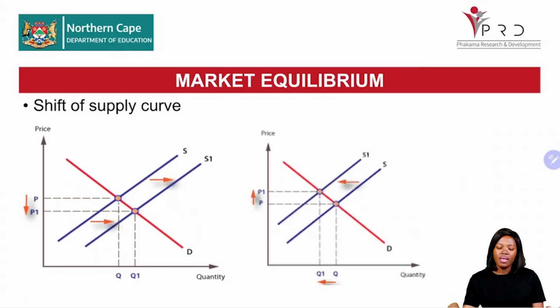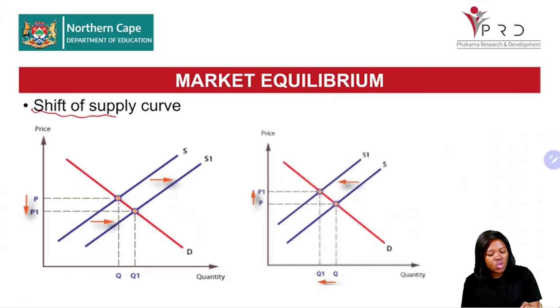Now, the market equilibrium point can change, which can increase the equilibrium price or decrease the equilibrium price. Now, what causes an increase in market equilibrium price and a decrease in equilibrium price? Firstly, when there is a shift between two graphs, maybe the supply decides to shift or the demand decides to shift. Now, firstly, let us focus on the shift of the supply curve.